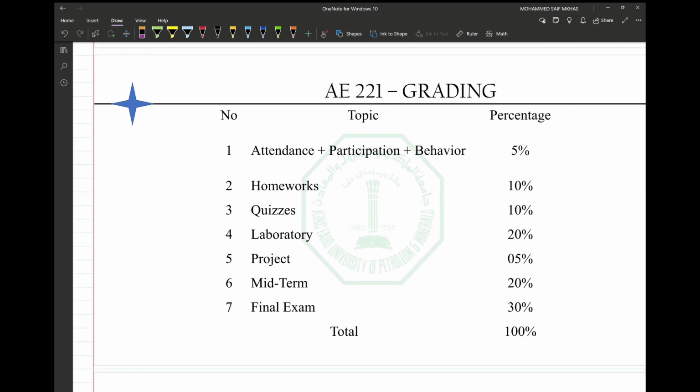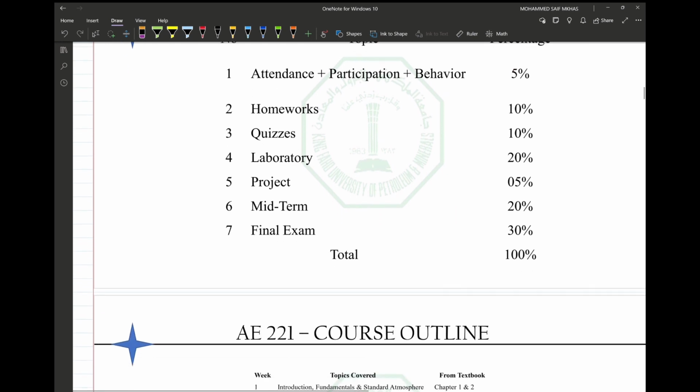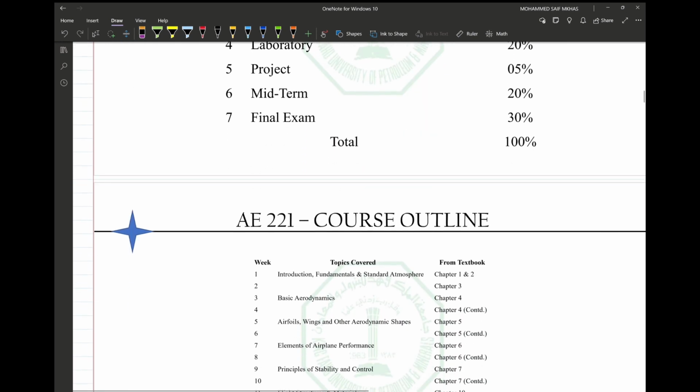So here is the syllabus. As you can see, the distribution of grades might be different from yours, but this was ours.